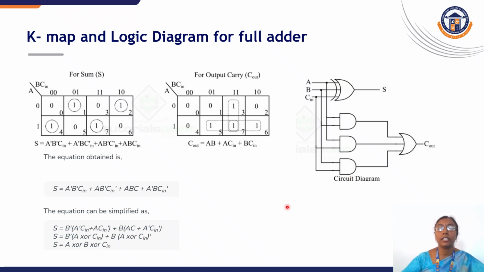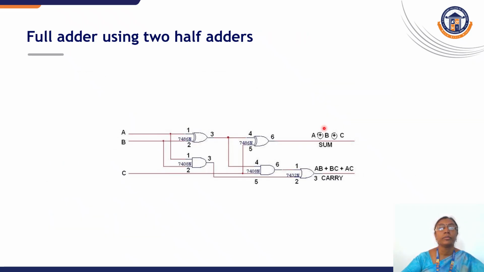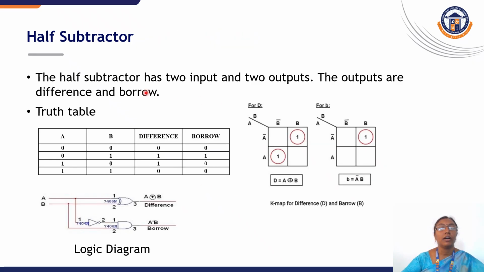For the full adder, sum is A XOR B XOR Cn and carry is AB plus ACn plus BCn. Similarly, the full adder can be constructed using two half adders with one OR gate. Half subtractor will have two inputs and two outputs, difference and borrow.